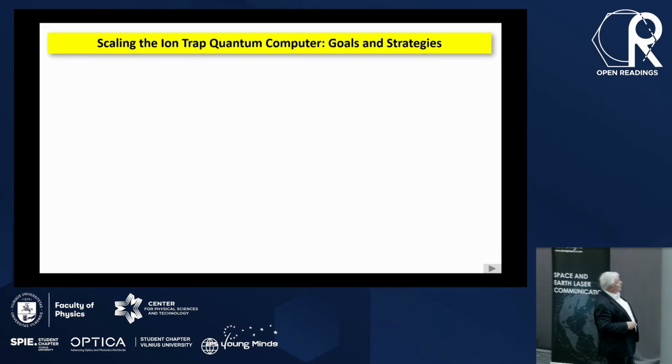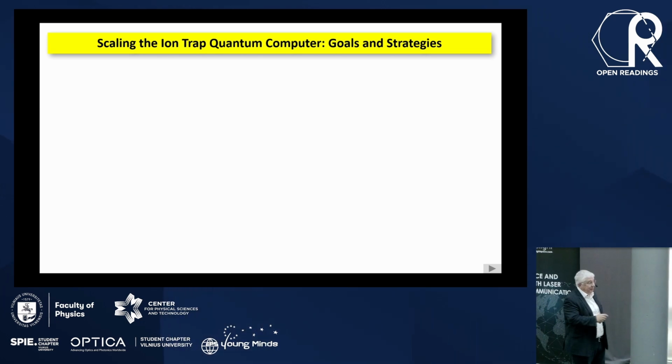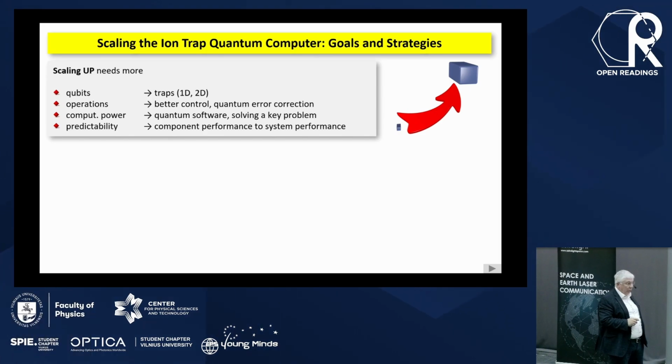Which brings me to the point, when we really want to scale this up, the last point of this talk, and I hope I can stay in time. What is necessary? In order to really go to a full-scale quantum computer, we need, of course, more qubits in 1D, 2D, or even 3D.